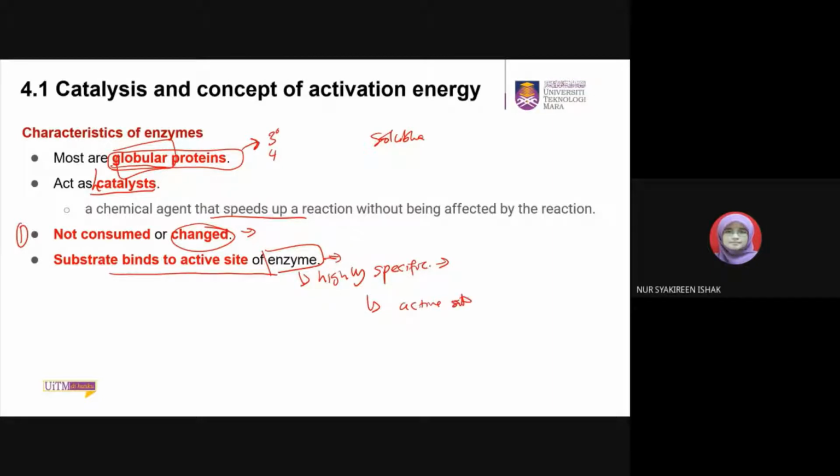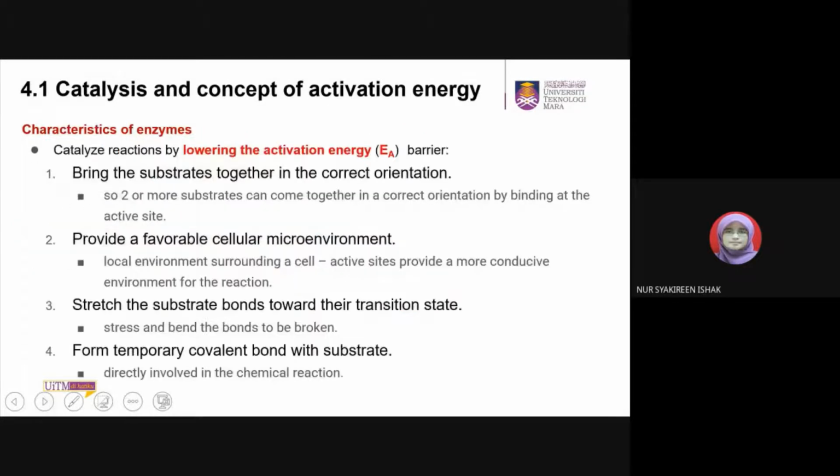So the shape of the active site will only allow a certain substrate to enter into the enzyme. That's why the enzyme is highly specific. Because the enzyme is not consumed, it can be used over and over again. It can be reused. So those are the characteristics or properties of enzymes that you have to know.